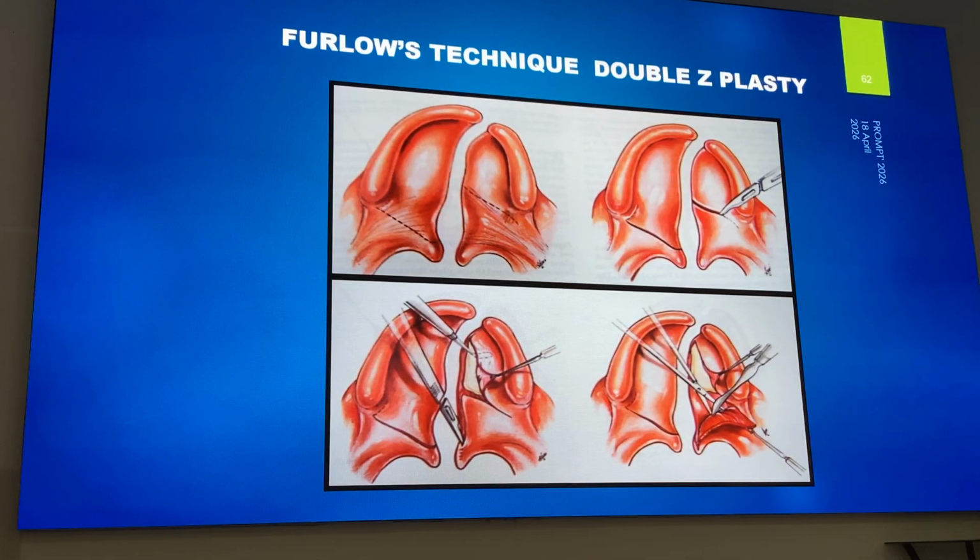Now, we have discussed the hard palate techniques. We have something called the Furlow. This is very important because we do the Furlow in almost all our palates now. The reason being, it gives a complete anatomical repositioning of the soft palate muscles into a more anatomical position. So there are two Z-plasties, one on the oral side and one on the nasal side. Four flaps.